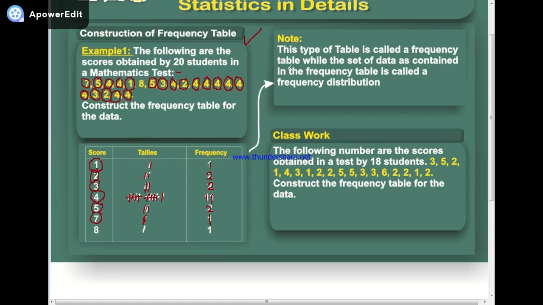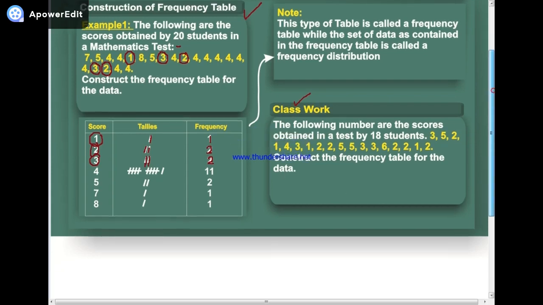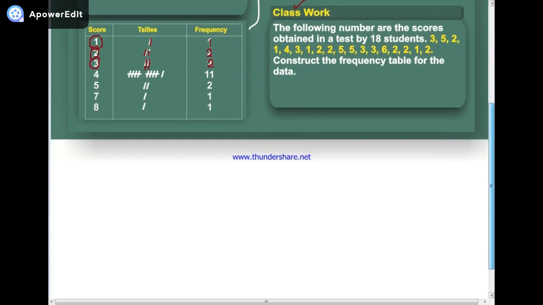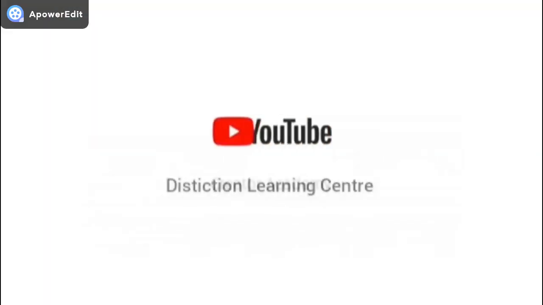So do you understand? With this, I have strong assurance and strong belief that whenever you see any kind of question on construction of a frequency table, you'll be able to answer it appropriately. So please solve this question. Let's move to the class work. Please try to go through this class work and work on it. Make sure you get it before you look at the solution.